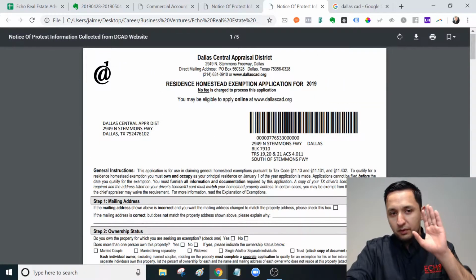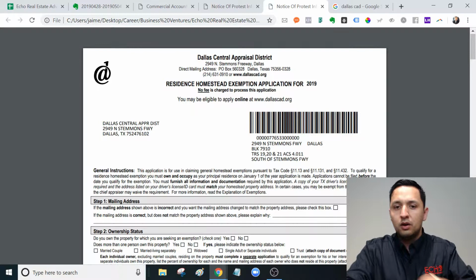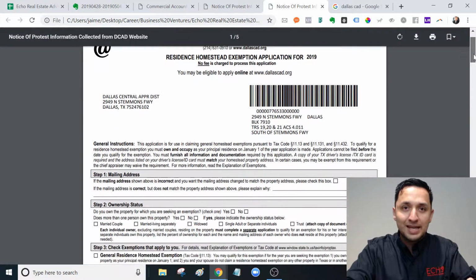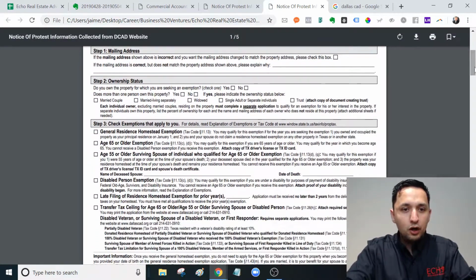This would be more of where are you getting your mail and what address you're hoping to address today. Ownership status. Do you own the property seeking an exemption? In this example, we're going to put yes.